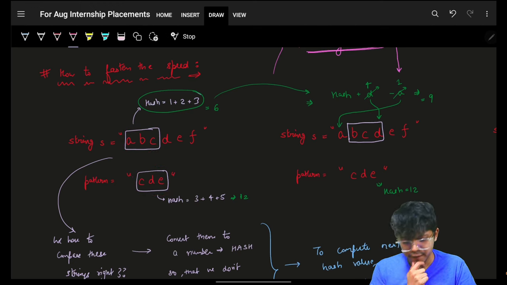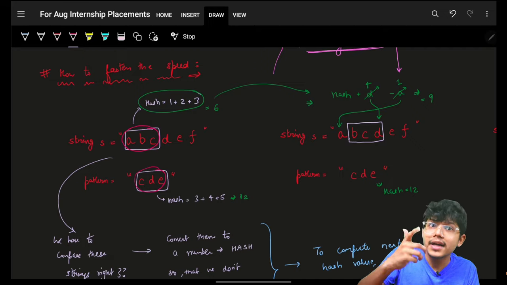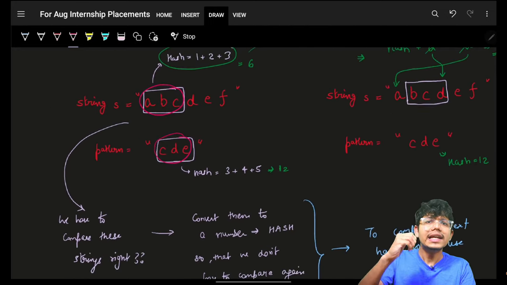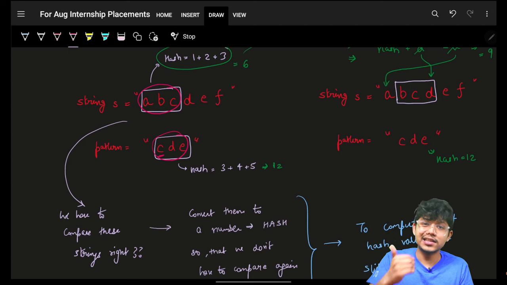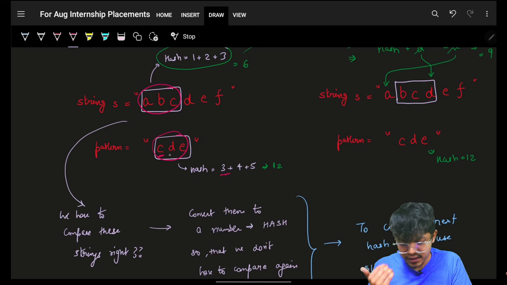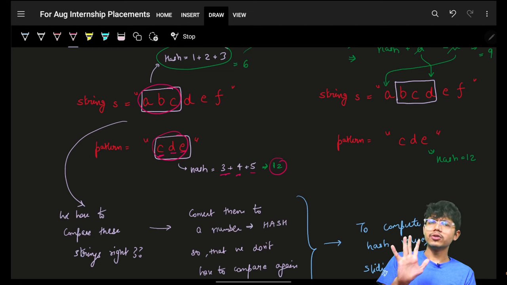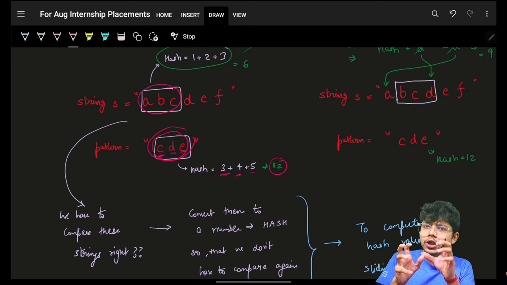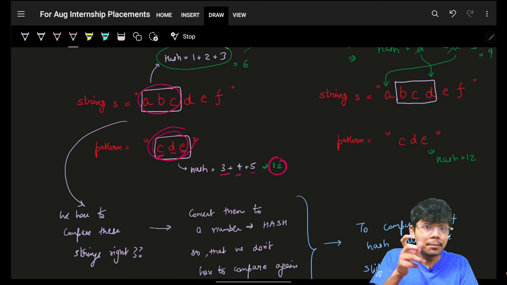So I thought, why not convert this string to a number and then I can compare the number itself. How to convert? Simple. I know C is the third character, okay, 3. D is the fourth character, okay, 4. E is the fifth character, okay, 5. Then my hash became 12. Now I can say, I'll convert my string to a number and then I'll compare that number itself.